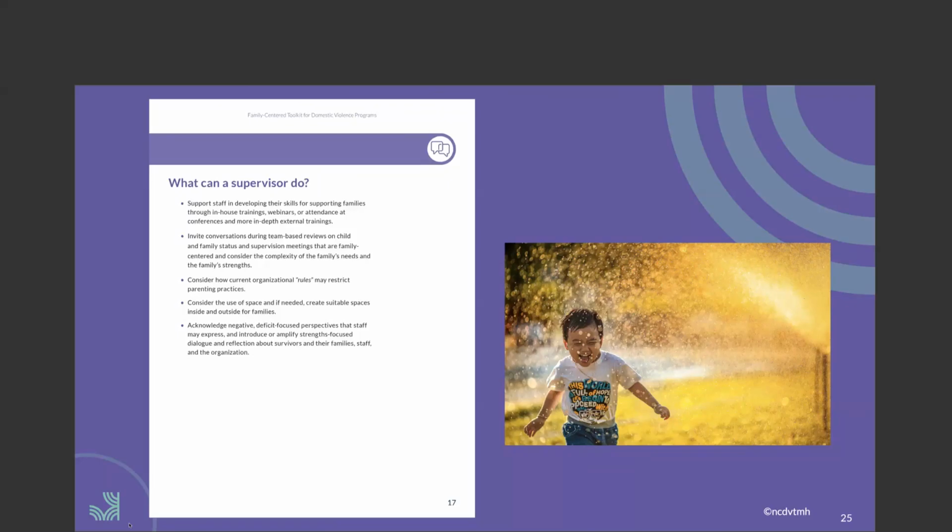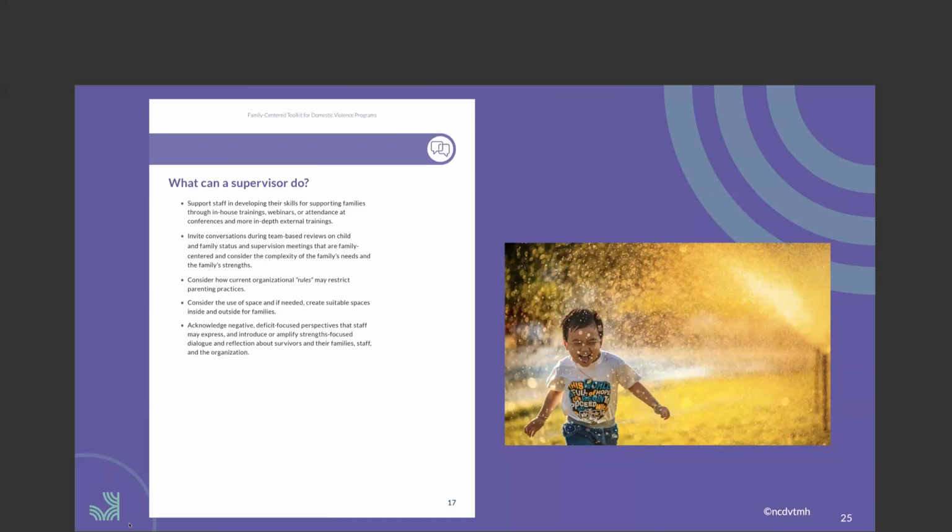Program managers can also consider how current organizational rules, or maybe they're called guidelines in your programs, might be restricting parenting practices, right? So program managers and supervisors can invite conversations about this with direct service staff. Like, let's look at some of these guidelines. Let's look at some of these rules. Program managers can also consider the use of space, whether it's a shelter or a non-residential program. Just thinking about space.